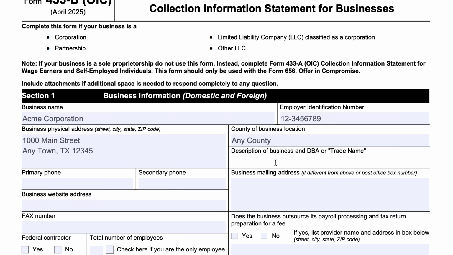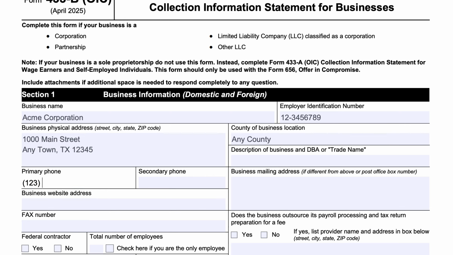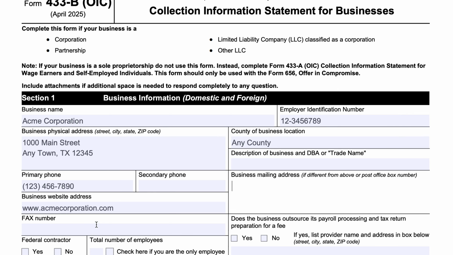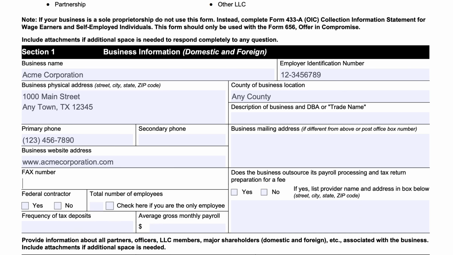So if there's a DBA or a trade name that's separate, you would put that in here. Right now I can't think of one on the fly, so I'm going to leave that blank. If there was a secondary phone, you'd put it here. Business mailing address, you would indicate if it's different from above. Let's just say that they receive their mail at their physical address, but if this was a post office box, if they received their mail at a different location, then you would put that information there.